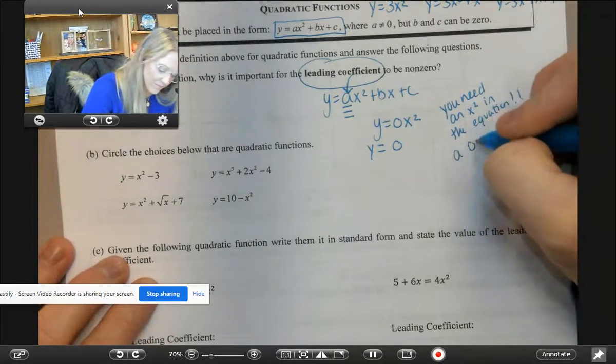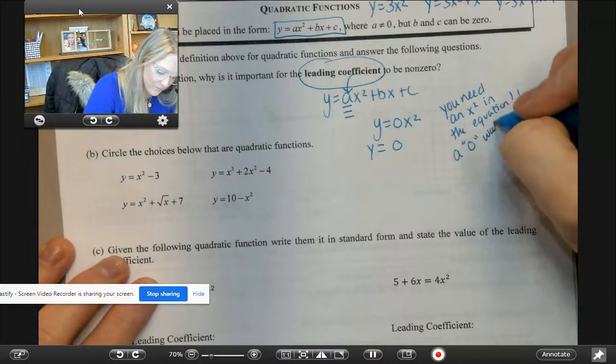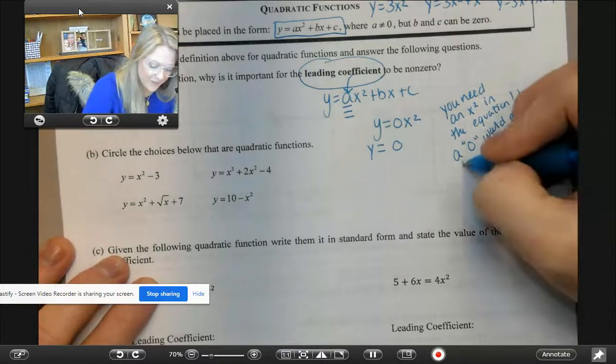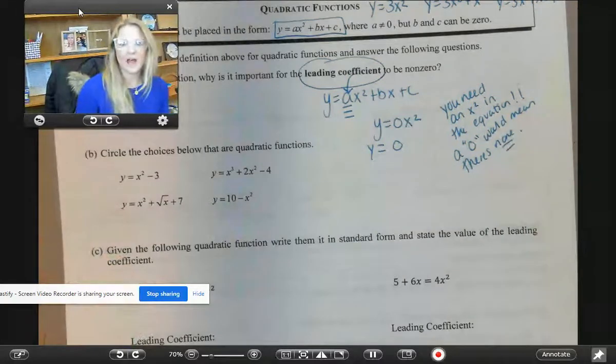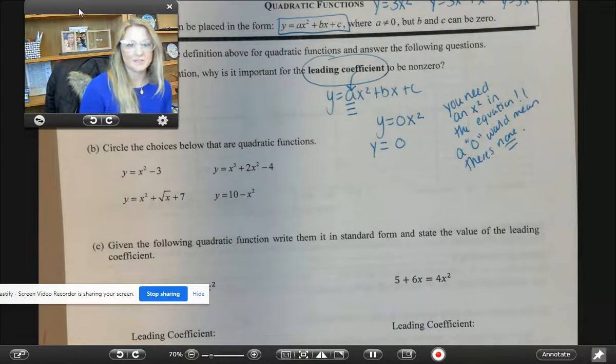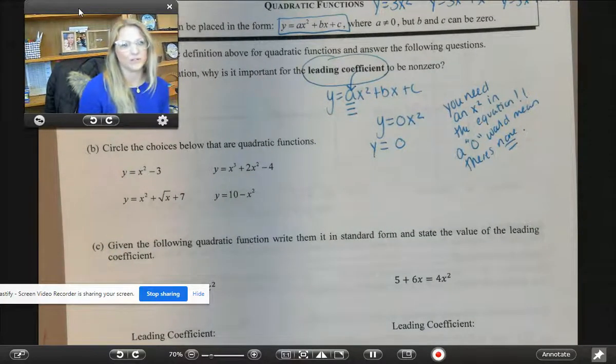A 0 would mean there's none of them, right? And that can't happen. So your leading coefficient has to be there. You have to have an x squared in order for this to be quadratic.